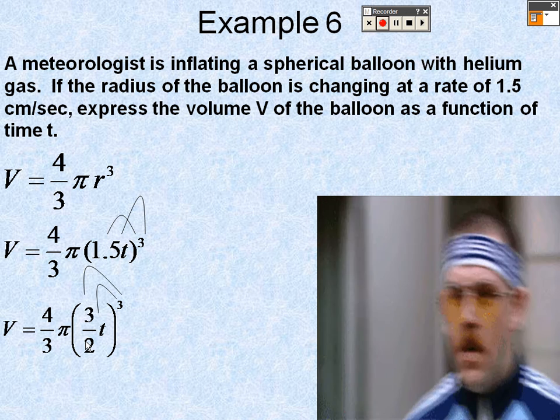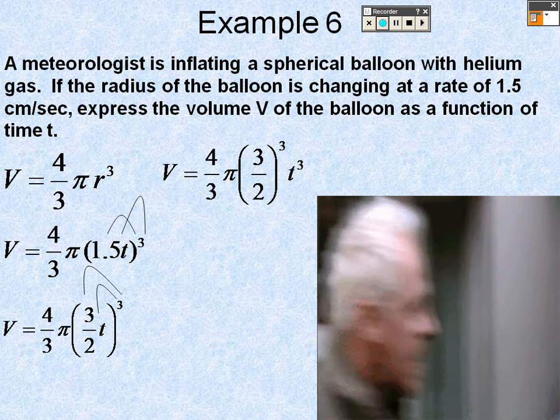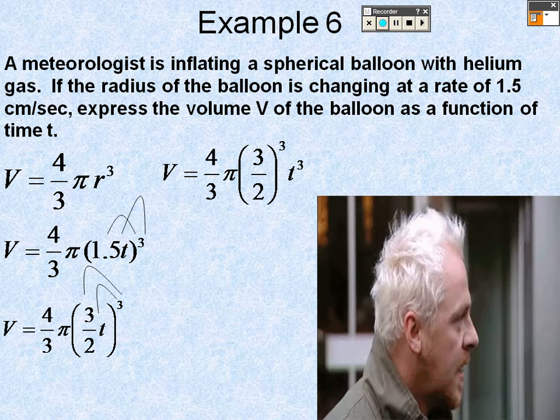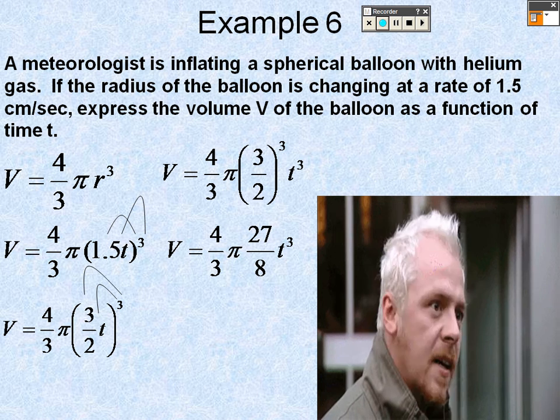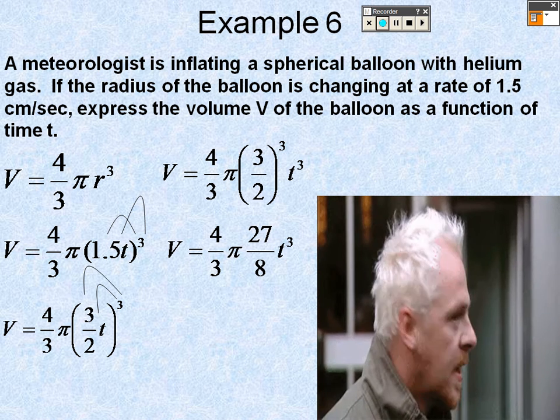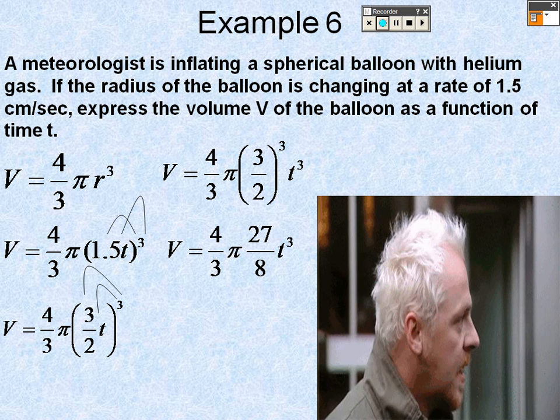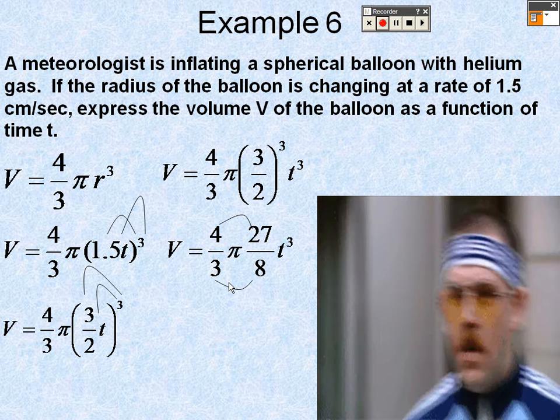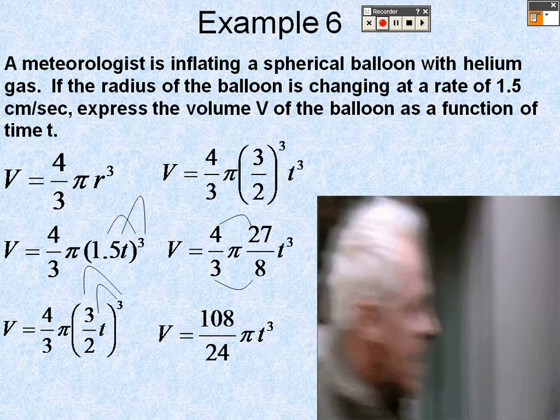I end up getting a 27 cubed, right? 3 cubed is 27, 2 cubed is 8. So I end up getting 4/3 pi times 27/8 t cubed. So I'm just going to combine some like terms here. That's all that I'm doing there. So I end up getting 108 over 24 pi t cubed.